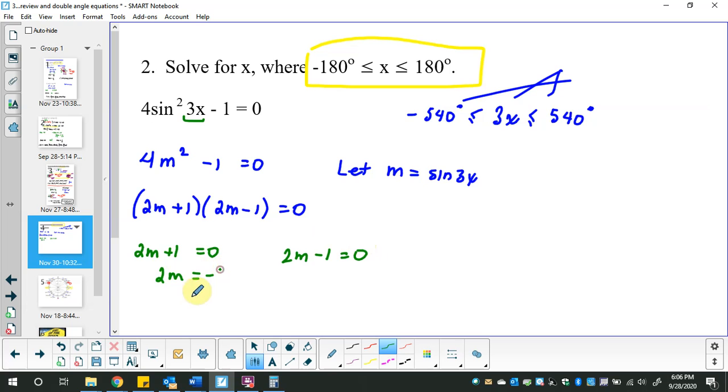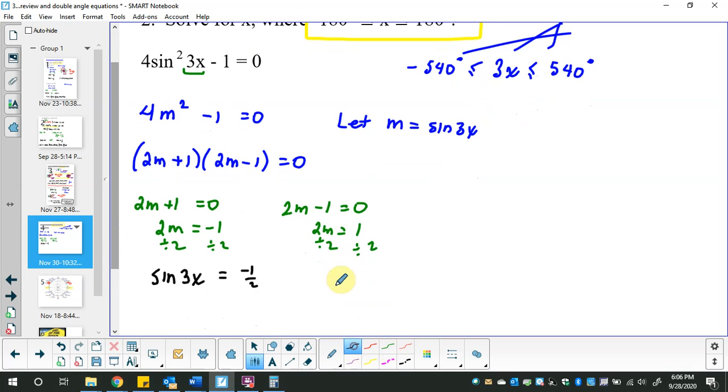m equals negative 1, divide by 2, divide by 2, and I get sine 3x is equal to negative 1/2. Over here, 2m is equal to 1, divide by 2, divide by 2. There's the Harley. Sine 3x is equal to positive 1/2. Are you excited? These are unit circle measurements.